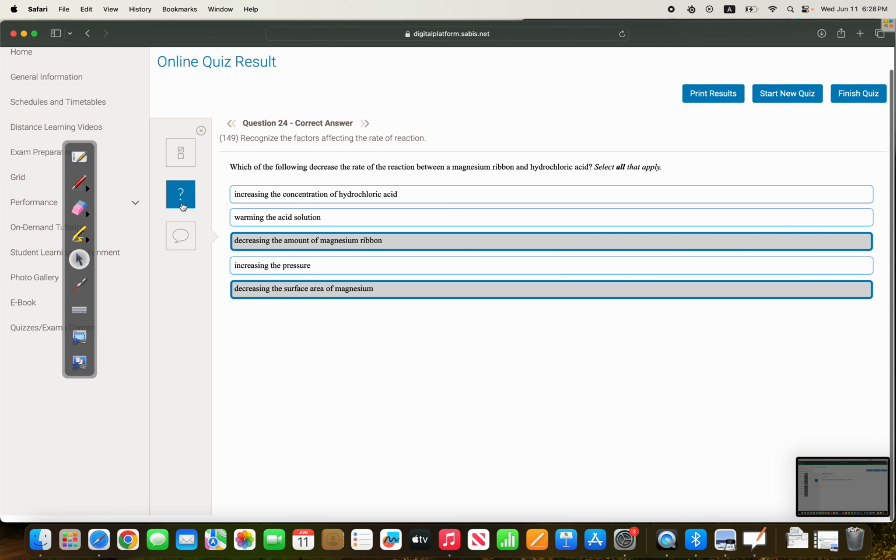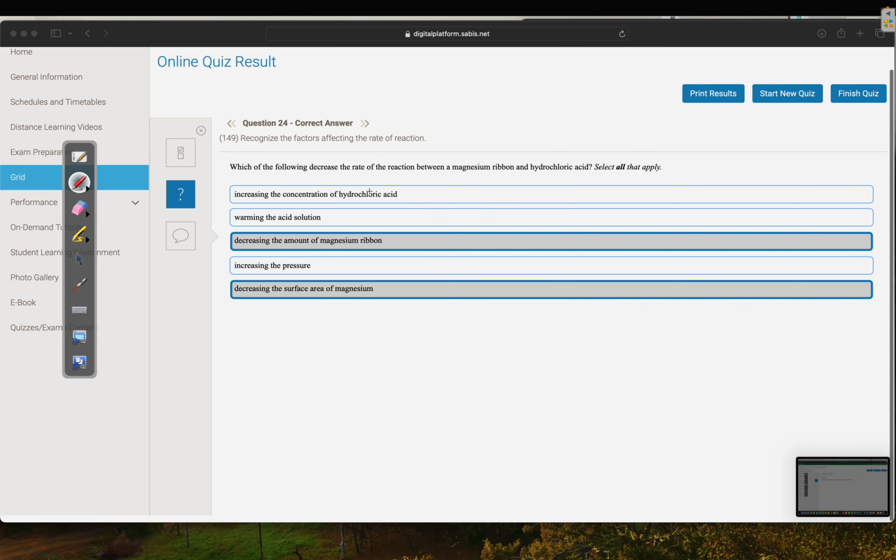Number 24. Which of the following decrease the rate of reaction between a magnesium ribbon and hydrochloric acid? Increasing the concentration of hydrochloric acid won't help because that will increase the rate of reaction, but here they're asking for a decrease. Warming the acid solution will increase the rate of reaction. Increasing the pressure as well will increase the rate of reaction. Decreasing the amount of magnesium ribbon will decrease the rate of reaction, and so will a decrease in surface area.